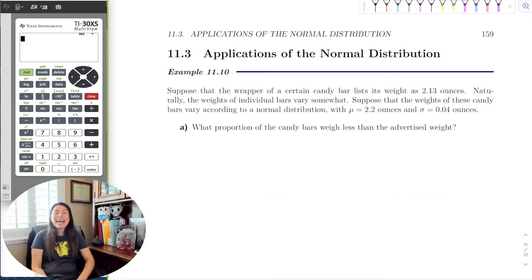Okay, in this last section, we'll do applications. So we wrap it up by doing applications of what we just learned and also of the empirical rule. It's really important to remember that the empirical rule is the beginning of everything. The empirical rule came first with these standardized percentages. And then we kind of went in between.